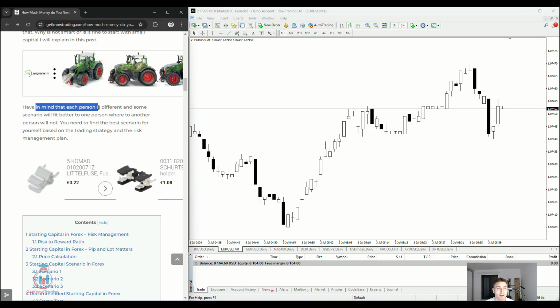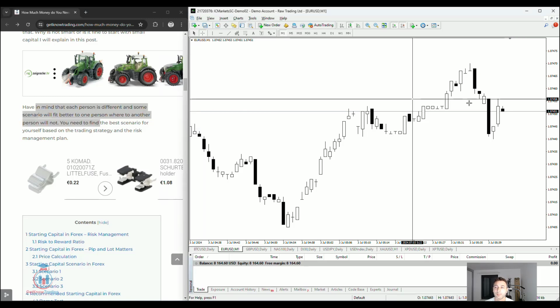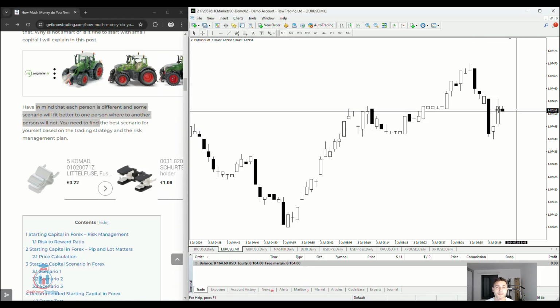It depends on you. It is virtual money which you can lose and then restart again. Now, have in mind that each person is different, and some scenarios will fit one person better than another. Some traders are patient and disciplined, they can follow the trading rules, even if the earnings per trade are very small.